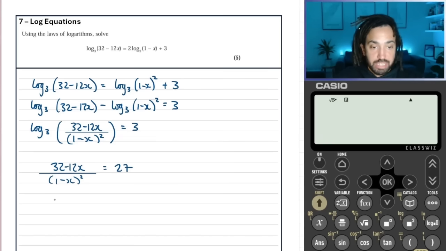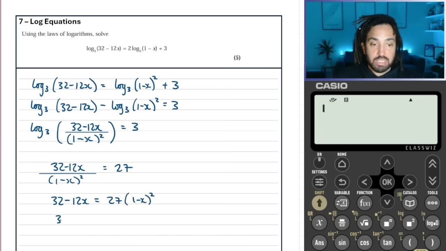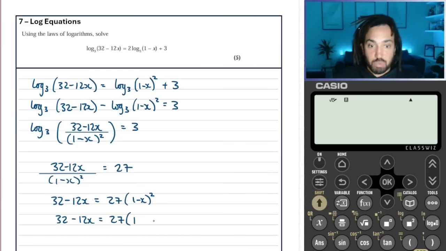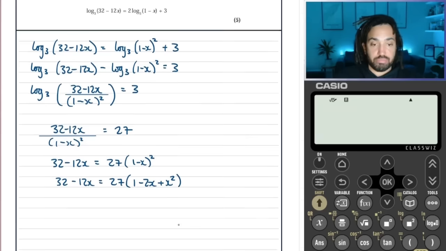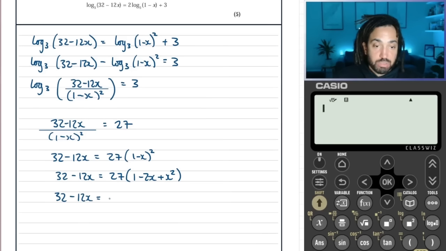Okay, right, next step then is to multiply up. So we get 32 minus 12x is equal to 27 lots of 1 minus x squared. We could then multiply out those brackets. It's a double bracket, so we'll get 1, and a 1 times minus x, and another 1 times minus x, so minus 2x, and then a minus x times a minus x gives us a plus x squared. Okay, great. So we can just carry on solving by multiplying out the brackets further still, like so.